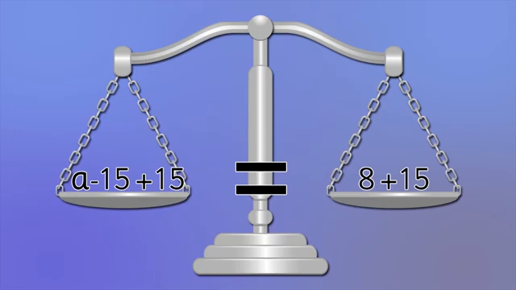The opposites on the same side cancel each other out, so we can remove the minus 15 plus 15, leaving A on its own. It shows that A equals 8 plus 15, which is 23. A equals 23. There were 23 apples to start with.